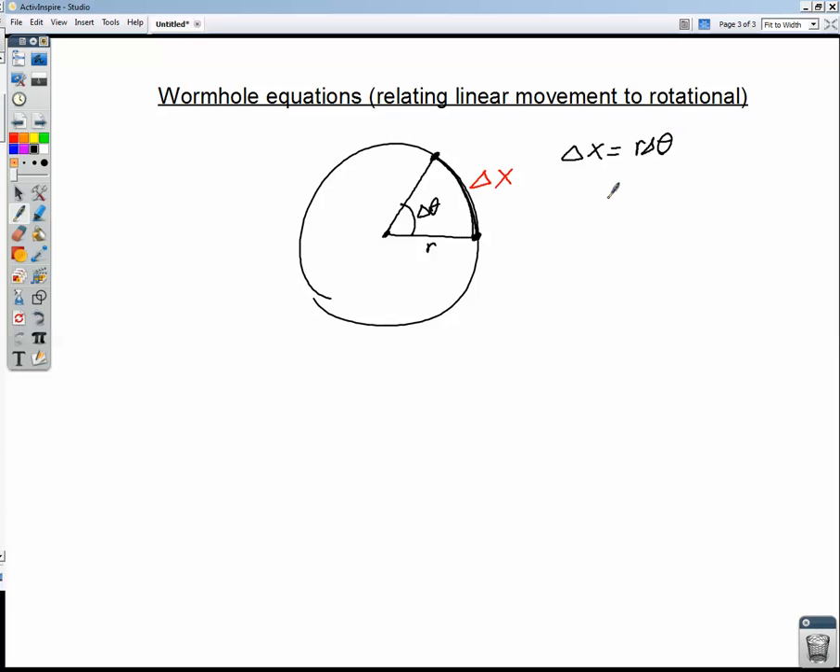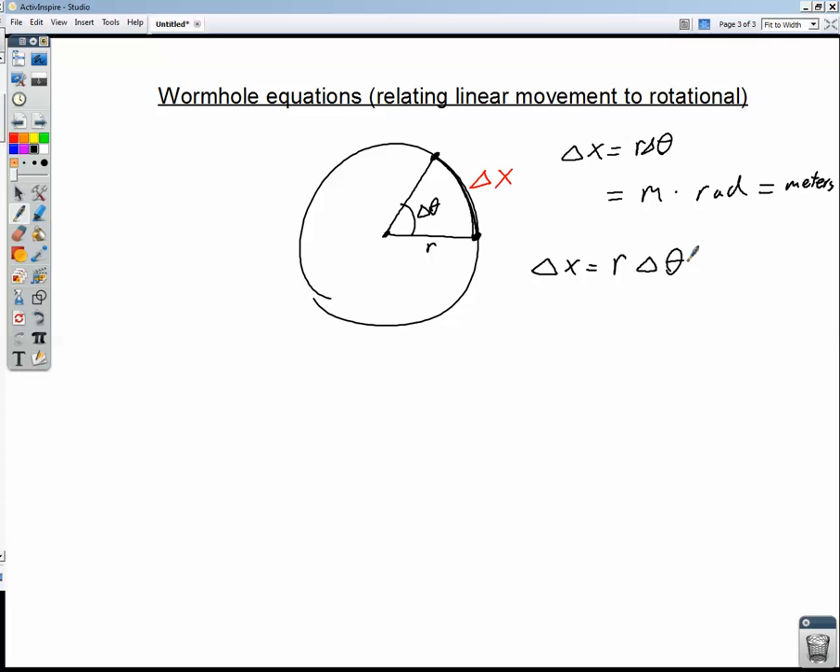And this is where that unit for angular displacement, for angular position, comes into play, where the radian is unitless, because our unit here for r is meters. The unit for theta is radians, which is technically unitless. So what is then the unit for delta x going to be? Meters, which it has to be. All right, so delta x, the linear displacement, is equal to the radius times the angular displacement. That's the first wormhole equation.